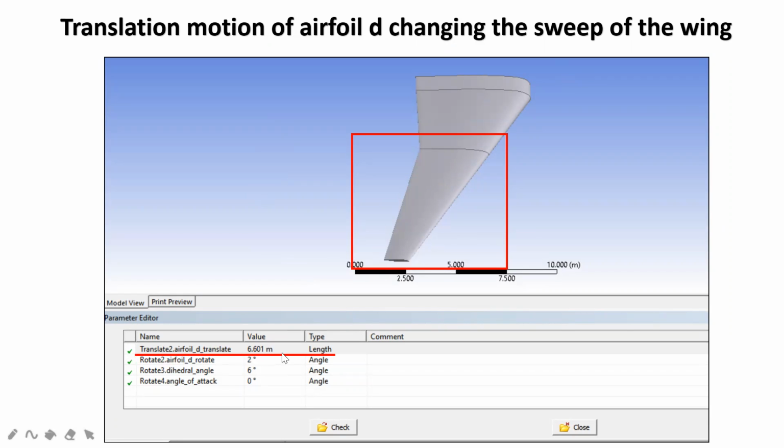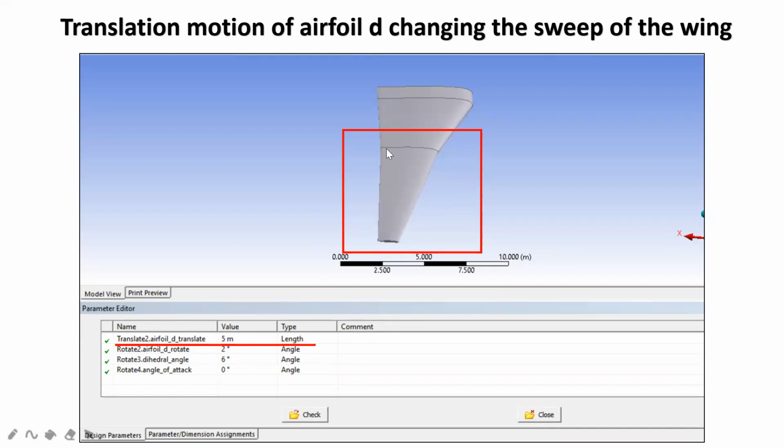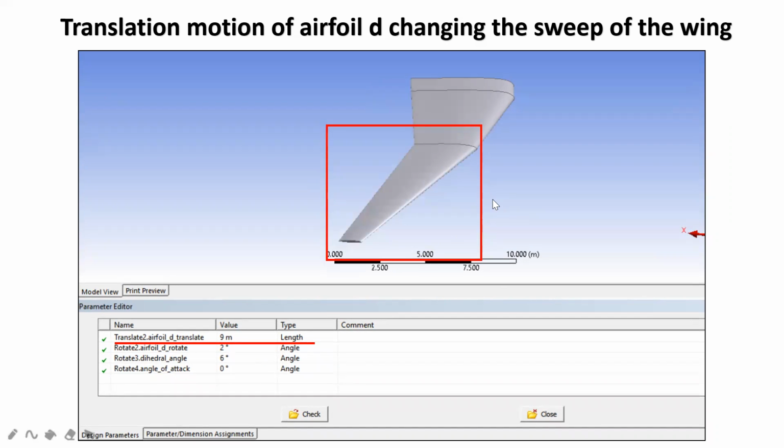Like in the first case, we have kept the D translate at 6.601 meter. Earlier we discussed the D rotate angle, when the edge angle will rotate, but when the edge moves backward and forward, that will create a translational motion, and due to this motion, the sweep angle will change. Remember it. So this is the 6.601 meter we kept earlier. Next we will keep it at 5 meter. Now you can see the difference, but the area will be the same. Next, when we keep it at 9 meter, you can see the difference, but the area will also be the same.